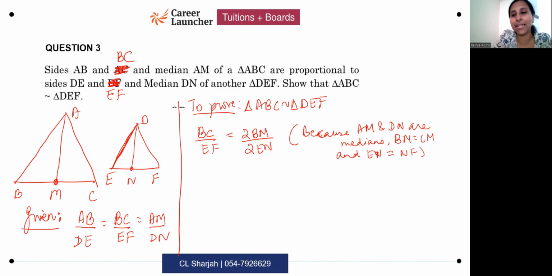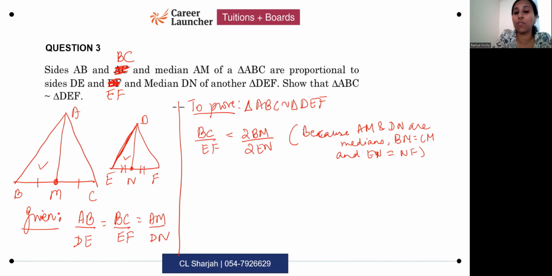Online students, everyone's very silent. Are you understanding what I'm writing here? Since AM and DN are medians, BM must be equal to CM, and EN must be equal to FN, right? Now look at what the aim is. The aim is to prove the big triangle is similar to the other big triangle. We don't have enough information right now to show the big triangles are similar. But I have enough information to show that the small triangles are similar. Those two are similar, there is enough information. But for the big two triangles, not enough information.